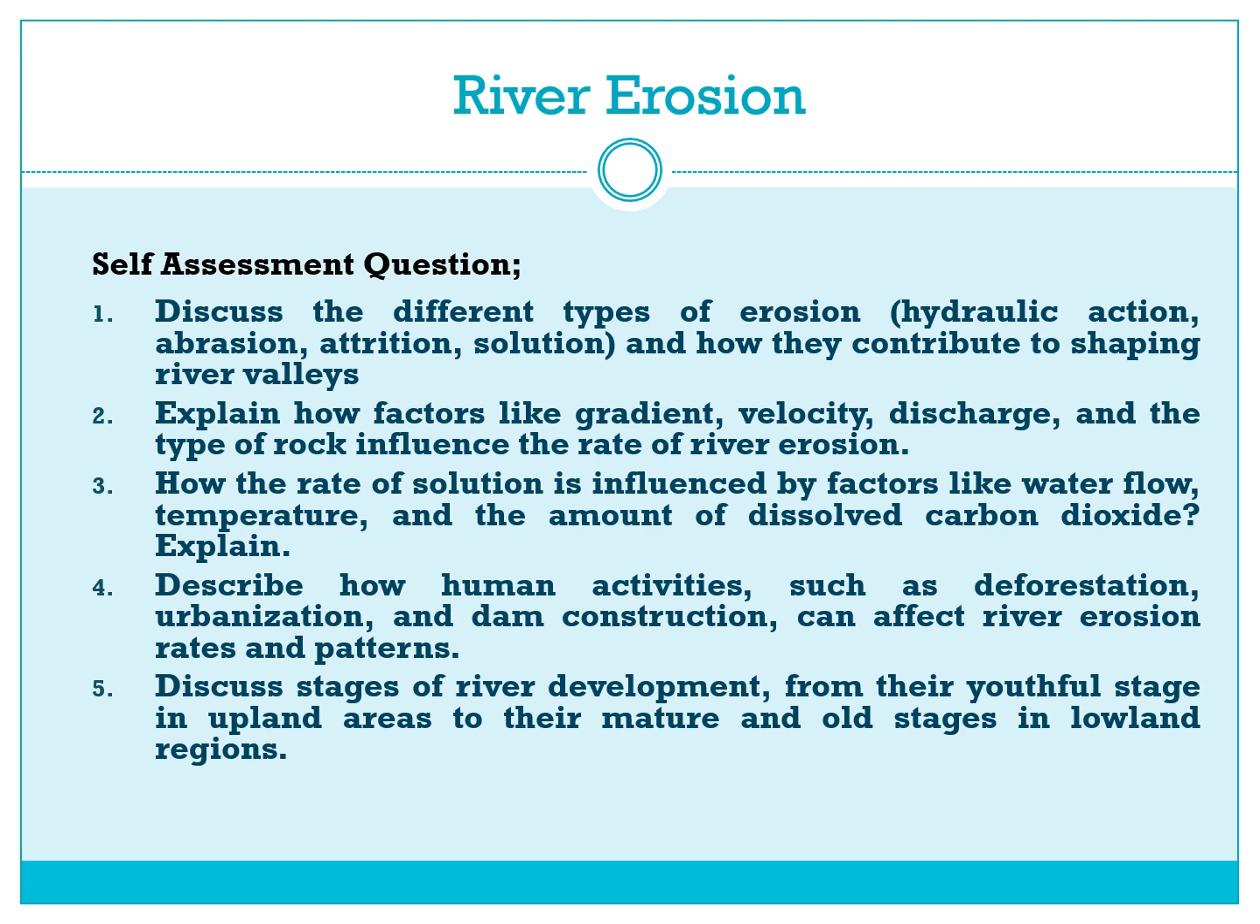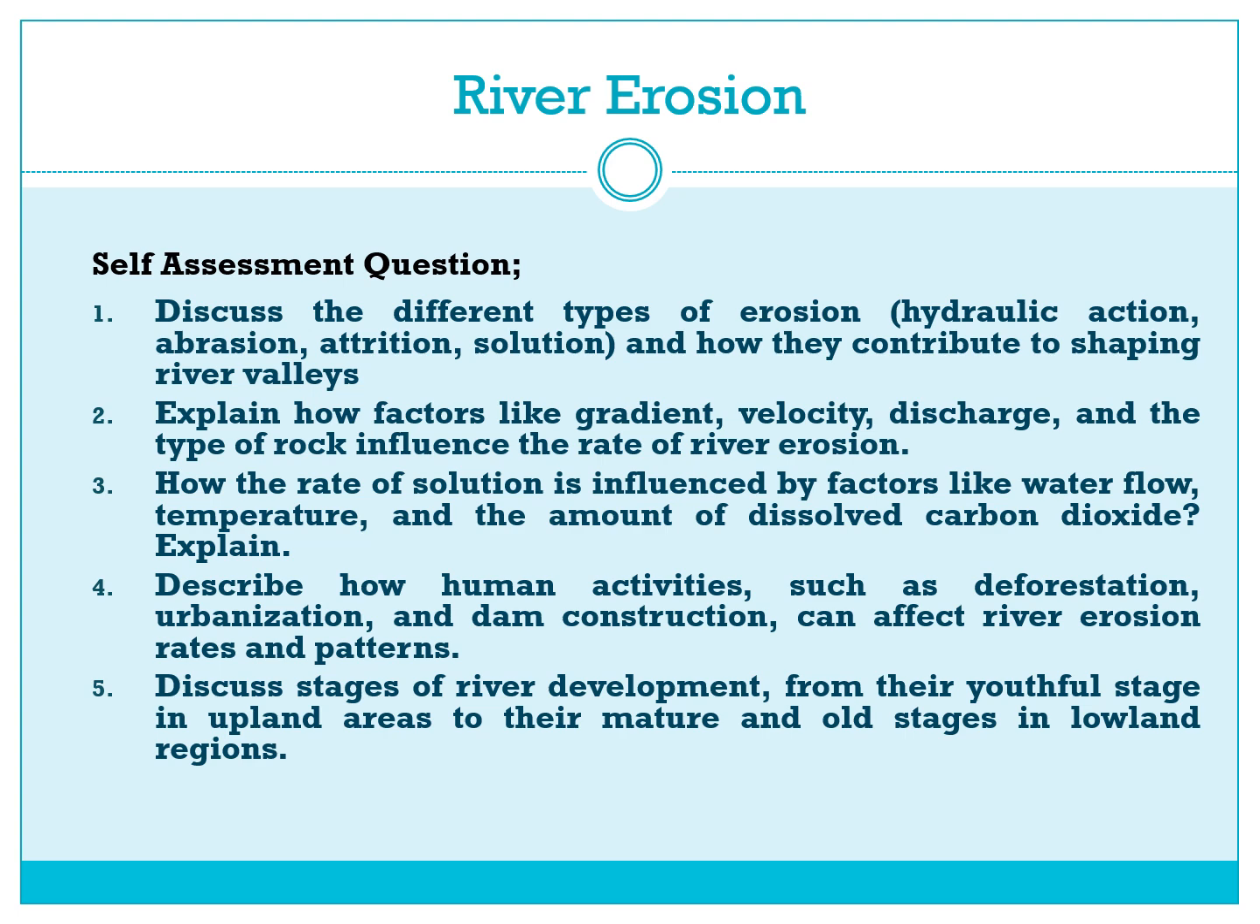At the end of the presentation, these are self-assessment questions. Go through each question carefully, answer these questions based on your understanding of the topic, and review any concept you are unsure about. The questions are: Discuss the different types of erosion, hydraulic action, abrasion, attrition, solution, and how they contribute to shaping river valleys. Explain how factors like gradient, velocity, discharge, and the type of rock influence the rate of river erosion.